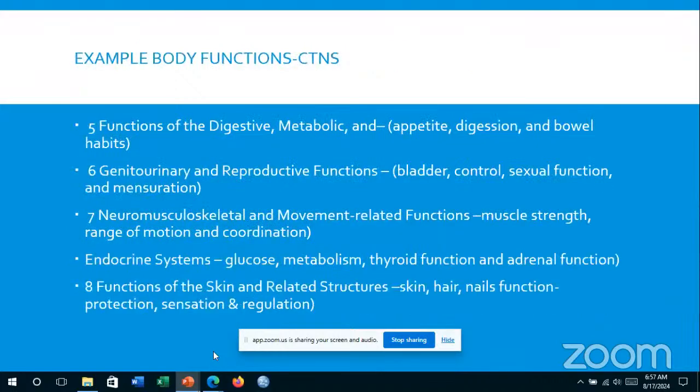There are examples of body functions: digestive, metabolic, appetite, digestion, bowel, genitourinary, which are systems that we review normally. Neuromuscular and movement-related functions, endocrine functions, functions of the skin and related structure, integumentary. These are part of what we do under system review, under examination that I talked about in the first part of the lecture.